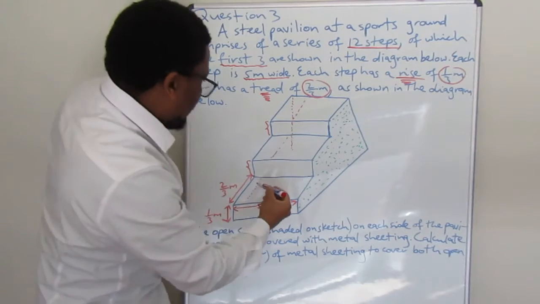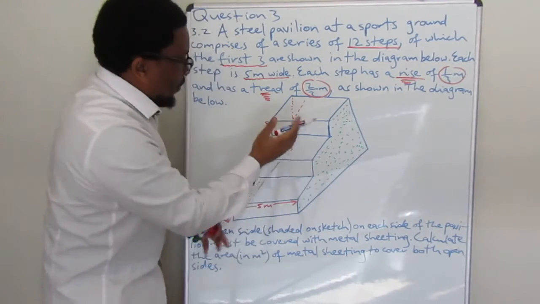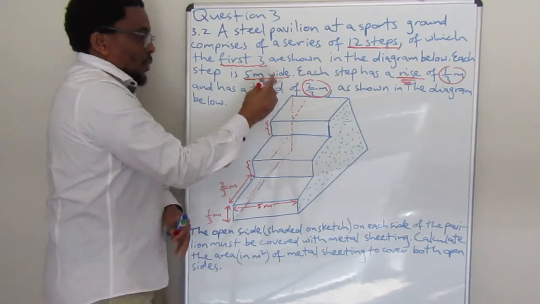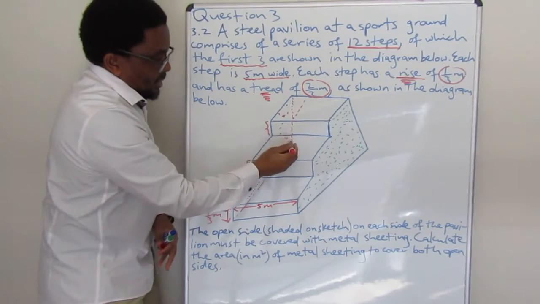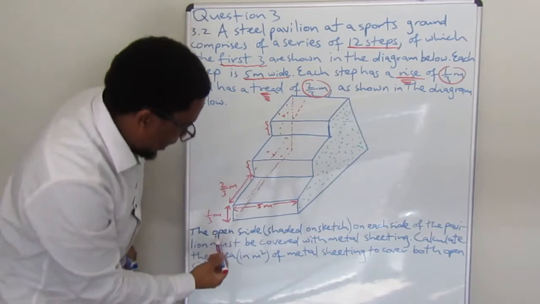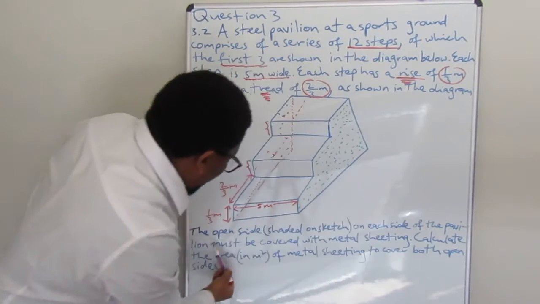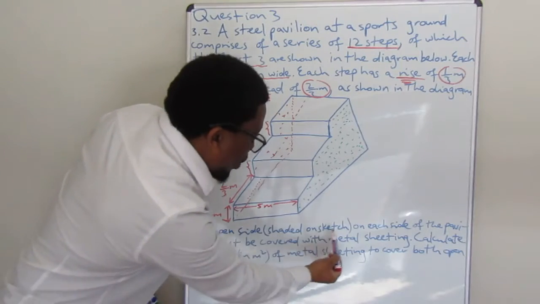And then, you see, I've got this green side, and then I've got, let's say, if this were to be red, I'm just making an example. So we've got 2 open sides here. So the open side on the sketch, on each side of the pavilion, must be covered with metal.